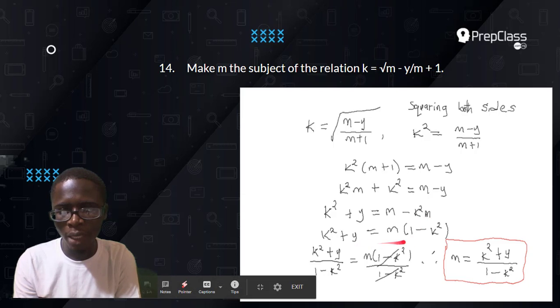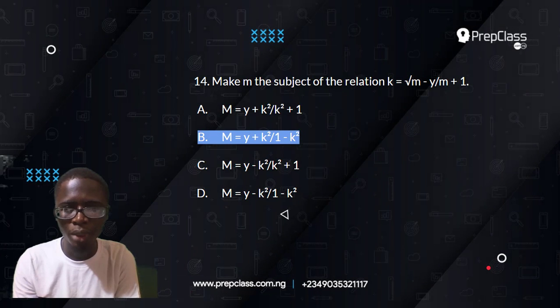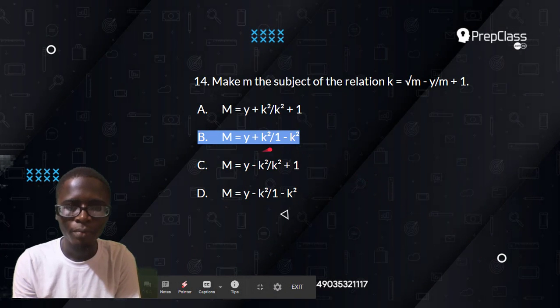So as you can see from here, to get m, we need to divide both sides by 1 minus k squared. So by so doing, discover that 1 minus k squared cancels 1 minus k squared here, leaving us with m is equal to k squared y plus y all over 1 minus k squared. So this invariably means that my m is equal to the expression we have obtained. So this is option B here.